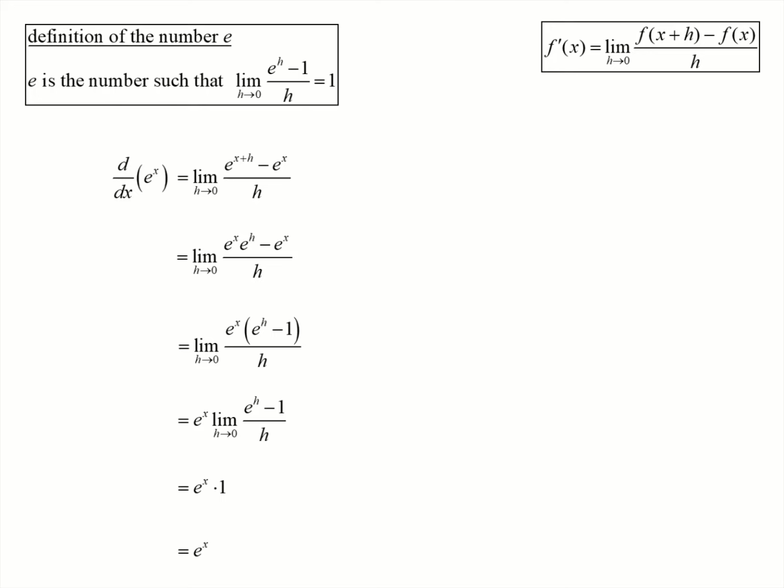Okay, our last slide is going to summarize the 6 rules that we had, and I'll include it in the PDFs.